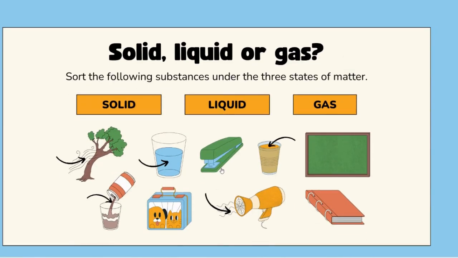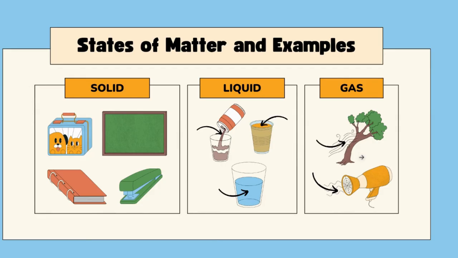Let's classify these substances into solids, liquids, or gases. Think about their shape and behavior. Ask yourself, does it flow? Does it keep its shape? You can pause the video and try to classify these substances into either solids, liquids, or gases. Did you get it right?